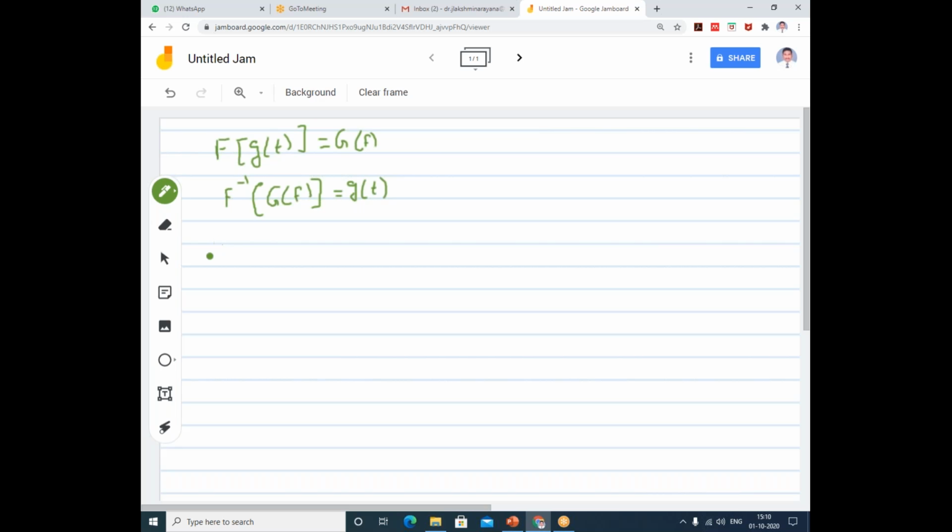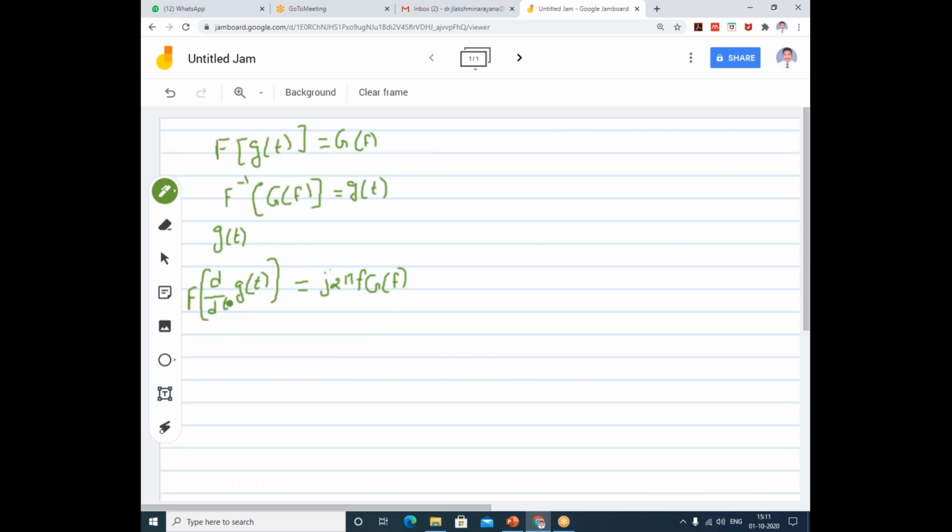If g of t is a time domain signal, and I apply the time differentiation to this g of t, d by dt of g of t, and if I assume that whatever g of t is given to us, you can find its Fourier transform, and the differentiated g of t is also Fourier transformable, then I can write the Fourier transform of d by dt of g of t is j 2 pi f into G of f. This is the differentiation in time domain property.